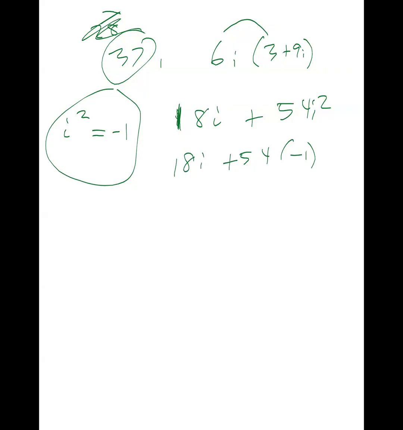So then we have to put in a -1 for the i squared, and then we get 18i minus 54, and then that's the answer. That's the final answer: 18i minus 54.